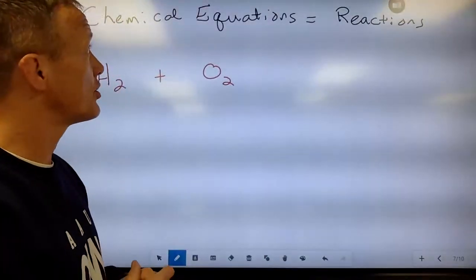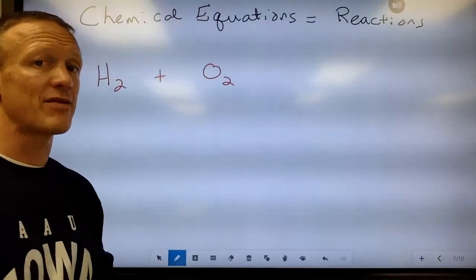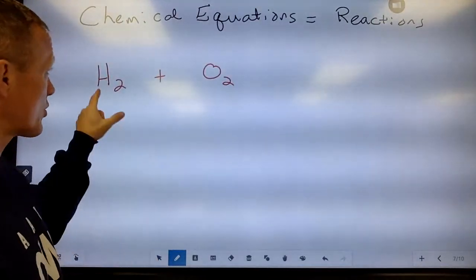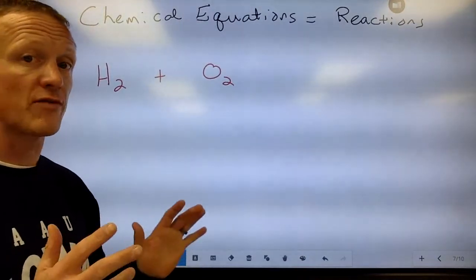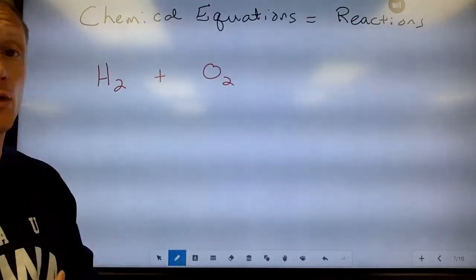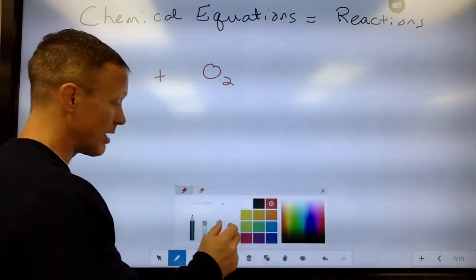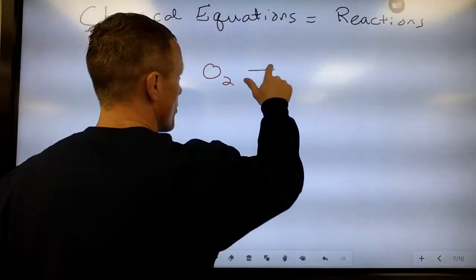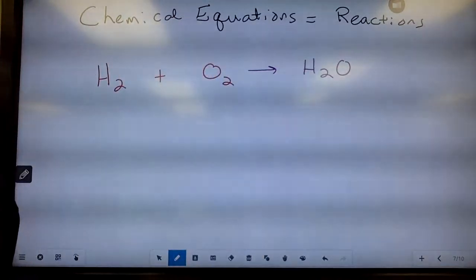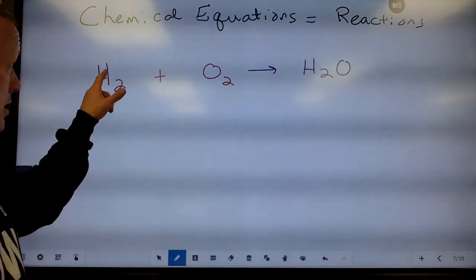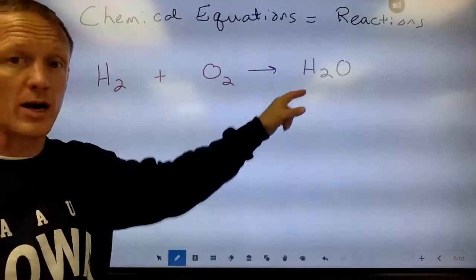So equations represent those. If we have hydrogen and oxygen gas, there are 7 elements, by the way, that are diatomic, that occur as pairs when they're by themselves. Most elements are not in pairs like this. There are 7 of them that are diatomic, but we'll get to those later. If hydrogen and oxygen react, mix them together, light them on fire a little bit, they form water. So the bonds in the H2s break apart, bonds in the O2s break apart, you make new bonds with hydrogen and oxygen.